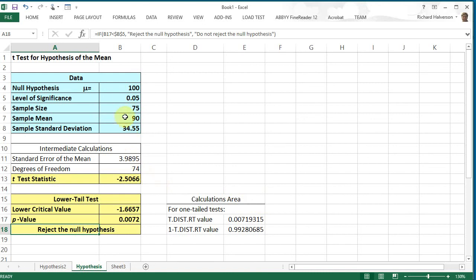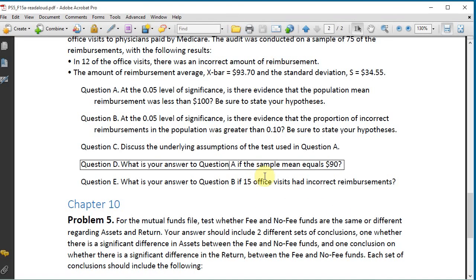So if the mean is 93.7 as in the original problem, we did not have evidence to reject. But if the mean ends up being 90, then we do have evidence to reject the null.